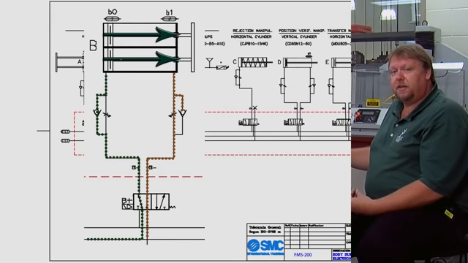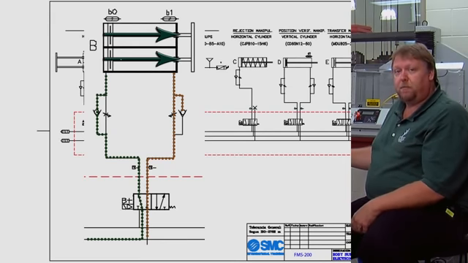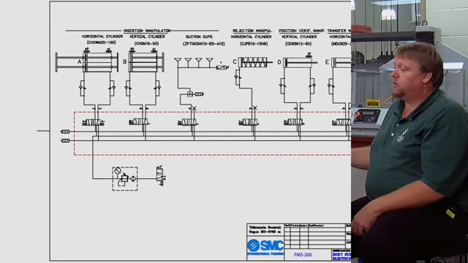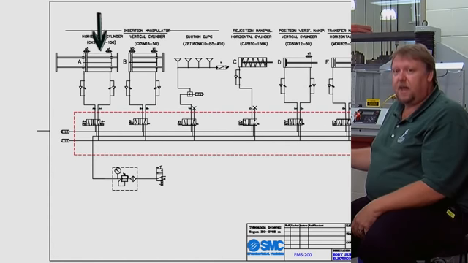So in order to get this cylinder to shift back, the only thing that's required is we remove the electrical signal from the solenoid. So this cylinder here takes one signal to both extend and retract. Over here, compared to the other cylinder, which is the horizontal cylinder, it takes a signal to extend and a signal to retract.